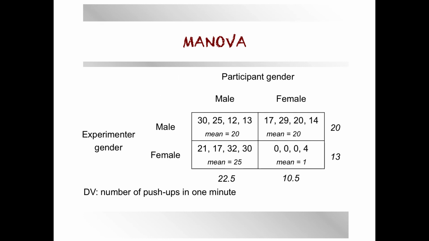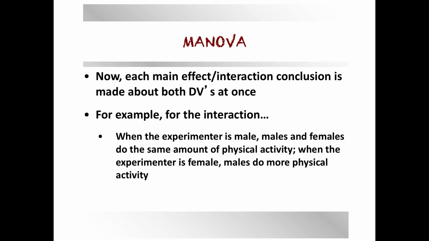The mean jumping jacks in that top left group was 10. The mean push-ups is 20, and so on. So we can enter this data into SPSS and talk about the results. If there is an interaction here, we might say the following. When the experimenter is male, males and females do the same amount of physical activity. However, when the experimenter is female, males do more physical activity. And we've changed the physical activity. It was originally jumping jacks, right?